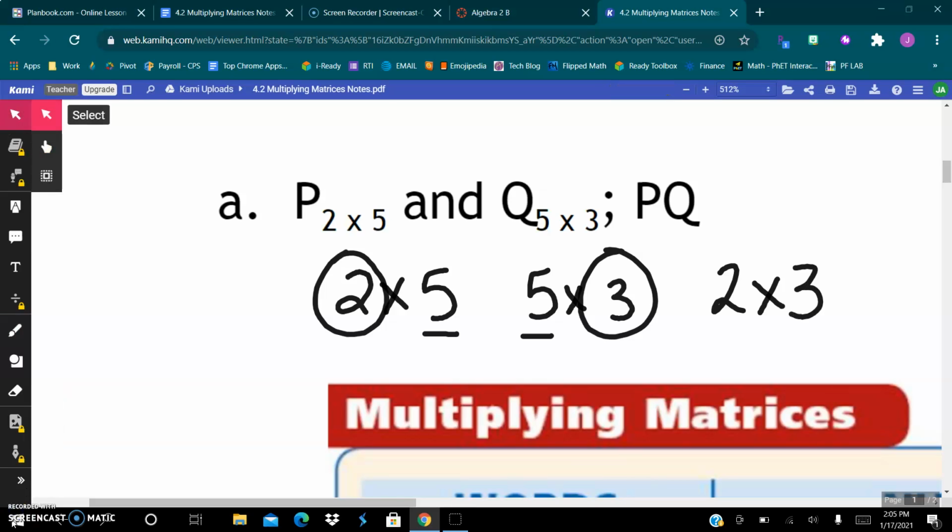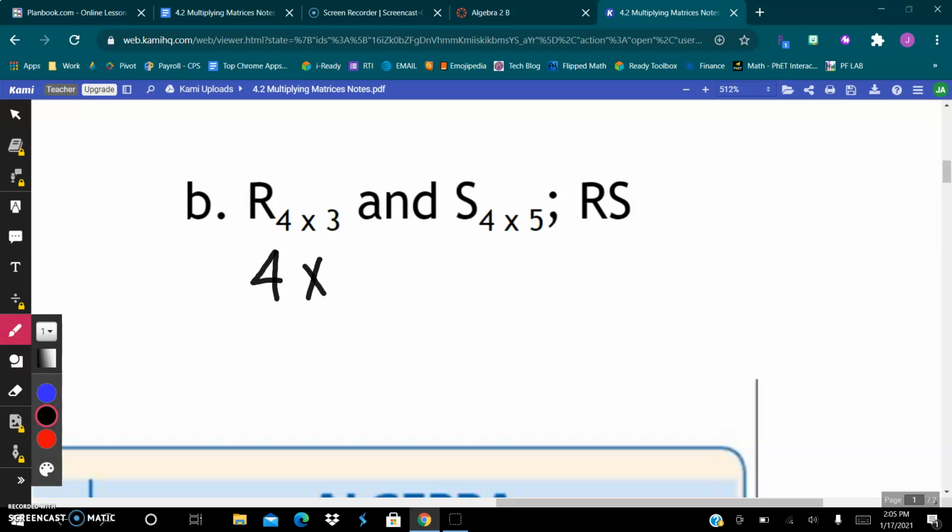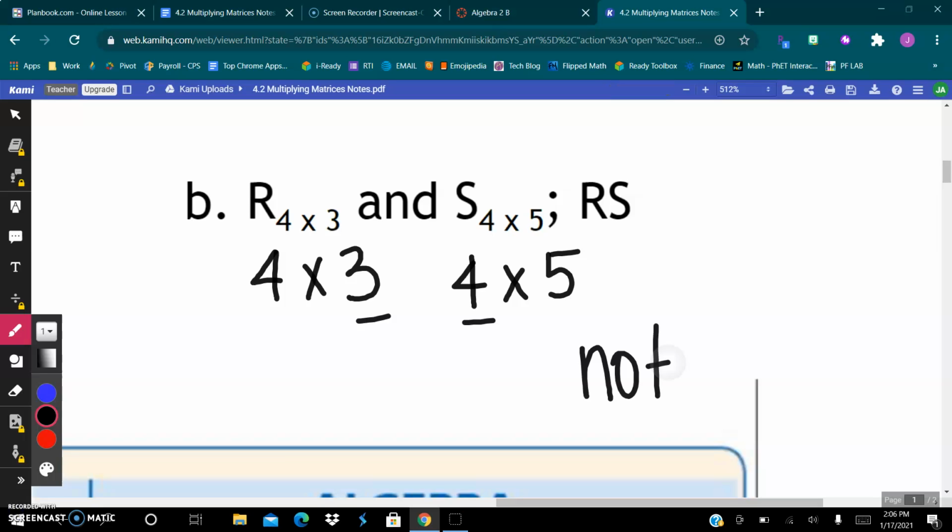And then for part B, we have R, who has 4 rows and 3 columns, so a 4 by 3. And then we have S, who has 4 rows and 5 columns. And notice the rows from R and the columns from S don't match up. So therefore, we cannot multiply these. So this one cannot be done. We will write not defined.